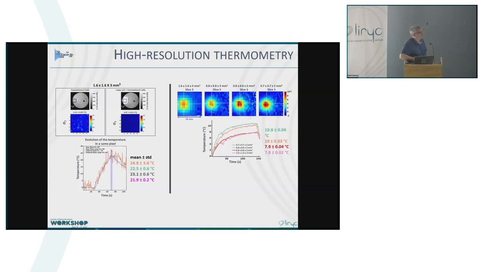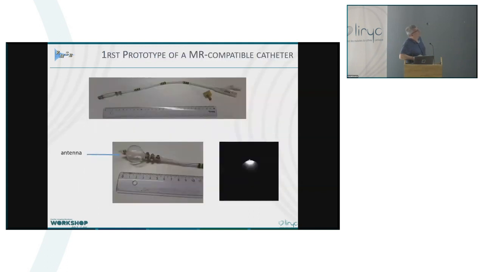So this means that using this technology, you should be able to see at the same time better details on your cardiac anatomy and also better monitor the treatment. So this is a very, very first prototype of an MRI compatible catheter. This is a collaboration with colleagues in Lyon.